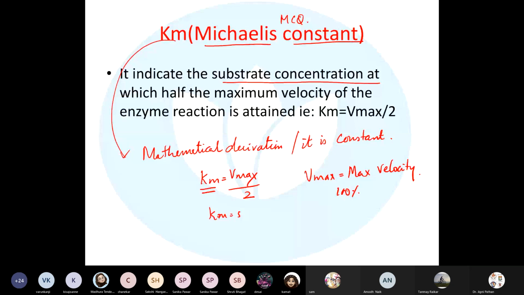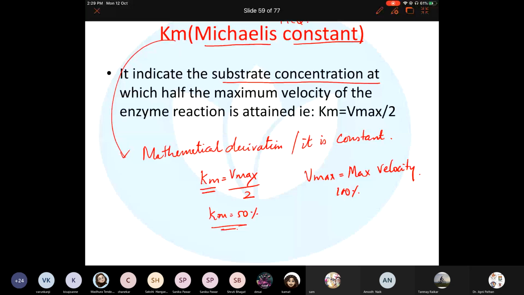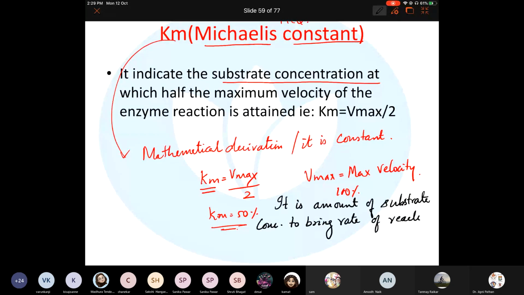So you can also write it as: it is the amount of substrate concentration needed to bring the rate of reaction to half of its maximum velocity. That is Vmax by 2.